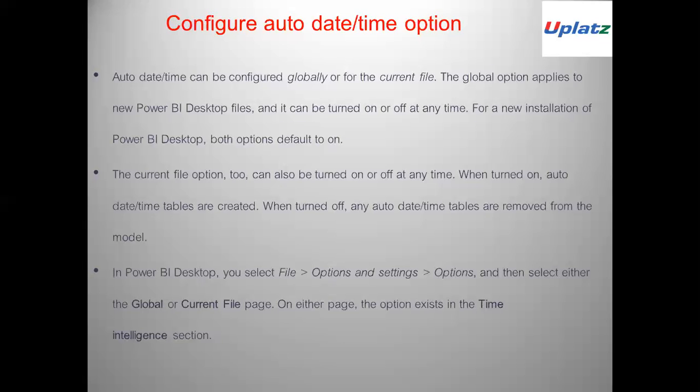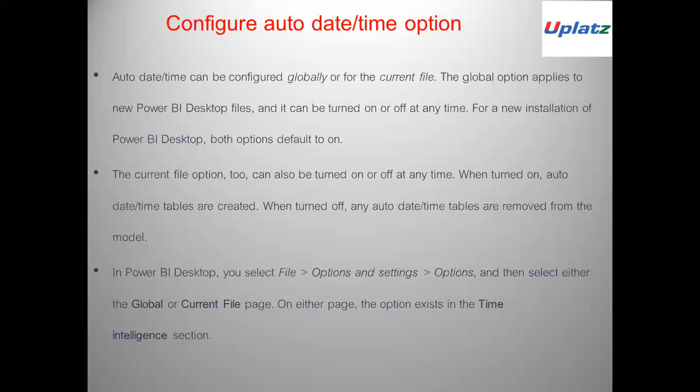Let's talk about how to configure the auto date or time option. It can be configured globally or for the current file. That means the current set. Okay. And the global option applies to new Power BI desktop files, and it can be on or off. For new files in Power BI, both options are on by default. That means by default it will be on, and if you want, any tables auto date time created, turned off, any auto date or time tables will be removed. From now on, when we turn on the global option, auto date time tables will be created, and when off, the tables will be removed.